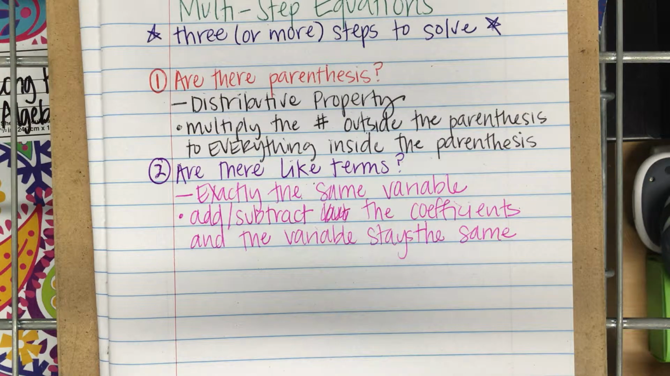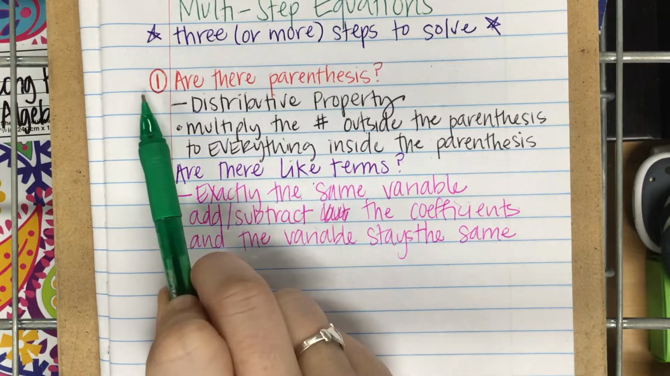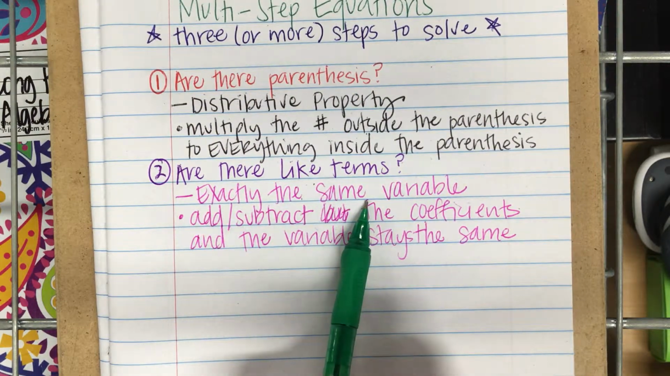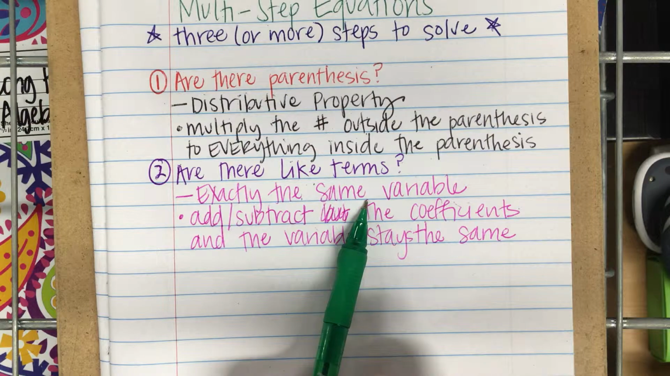So the first thing you look at, are there parentheses? If there are parentheses, you're going to have to distribute. Then you're going to multiply the number outside the parentheses to everything inside. Rewrite the problem. Then we look, are there like terms? Maybe there are no parentheses. Maybe you can skip this. Maybe there are just like terms that need to be combined.